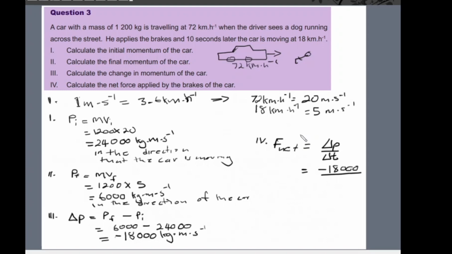So yeah, we are done with this question. So if we go back to our notes, lapha bakhuluma nge-principle of conservation of linear momentum.